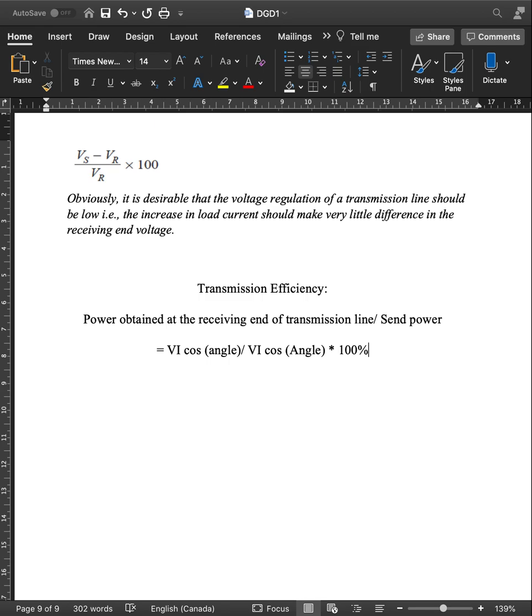Generally, transmission efficiency lies between 7 to 15%, and it can vary depending on the distance of the transmission line, which we will look into later. We have three types: short, medium, and long.